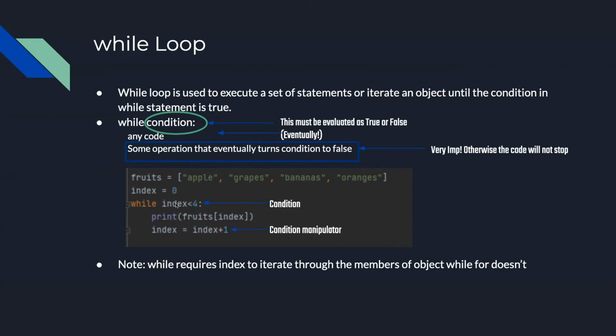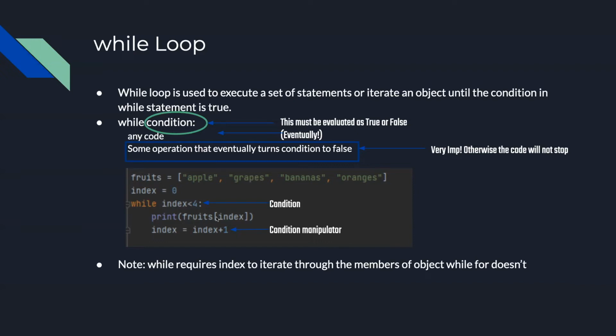Index is now 1. 1 is still less than 4. So we print fruits at index 1, which will output grapes. Then we increment index again. Now index has the value 2. 2 is still less than 4, so we enter our loop.